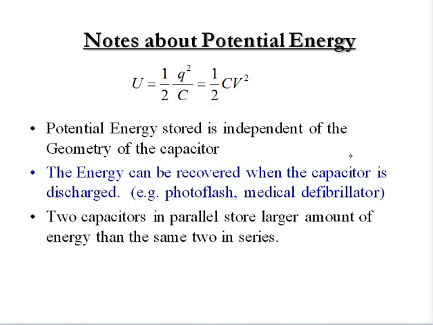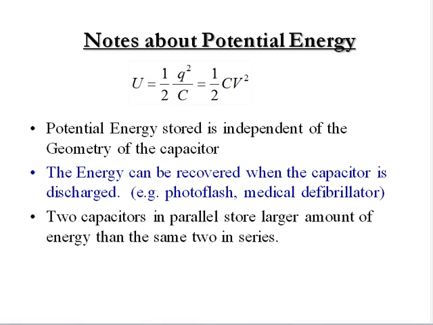So potential energy stored is independent of the geometry of the capacitor. It's just dependent upon the capacitance itself. The energy, once we've stored it, is a potential energy, so we can recover it in terms of kinetic energy, and that's when that charge moves, and that becomes current. We'll learn more about moving electricity, current, and that's our example of a photoflash or a medical defibrillator, where the rate at which that energy can be delivered is quite high, so it has a good power for a small amount of energy that's stored.